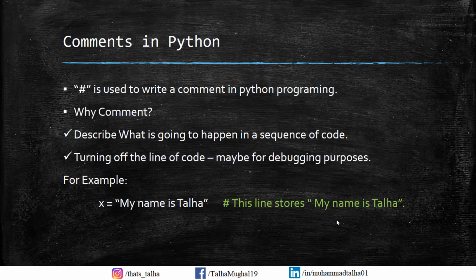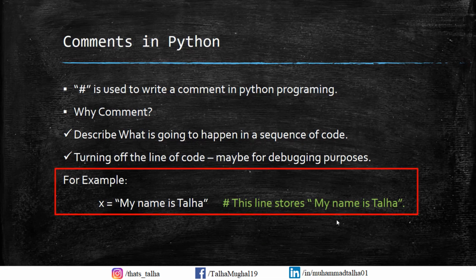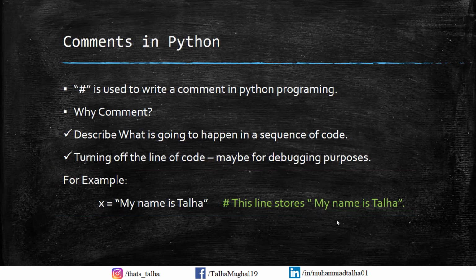For example, here I have an assignment statement. x is equal to "my name is Talha". And in front of that, there is a comment which states this line stores my name is Talha. Here this comment is actually describing what is going on in the line of code. And to see how we use these comments for debugging purposes, let's move towards the practical demonstration.